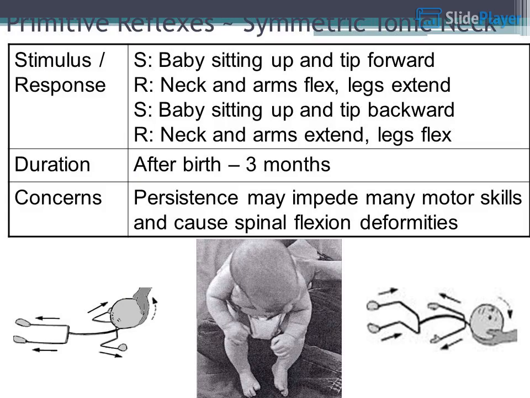Stimulus, response: baby sitting up and tipped forward, neck and arms flex, legs extend. Baby sitting up and tipped backward, neck and arms extend, legs flex. Duration: after birth, 3 months. Concerns: persistence may impede many motor skills and cause spinal flexion deformities.